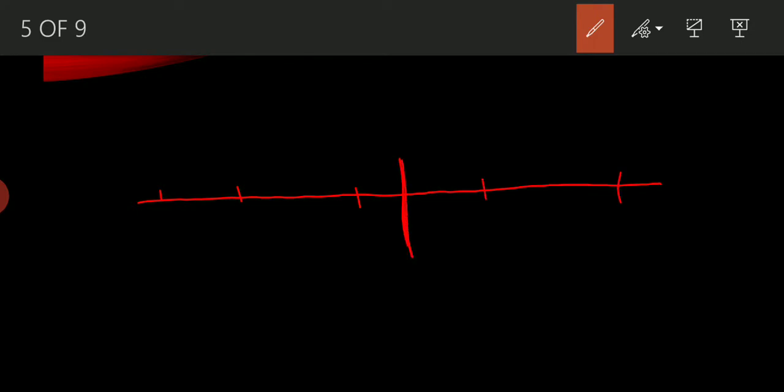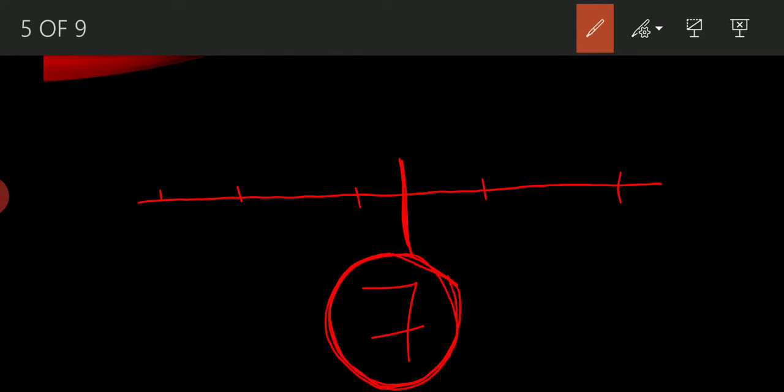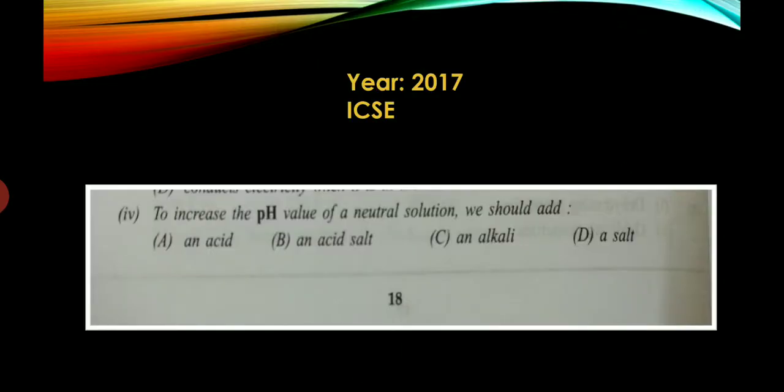First and foremost, if this is a pH scale, these are the markings. Now the marking 7 is the neutral point. That means here in the question it has been said that the solution is neutral. That means this solution has a pH of 7. And what should we add to increase the pH of this particular neutral solution? We should add an acid or an acid salt or an alkali or just a salt. What should we add? Very simple.